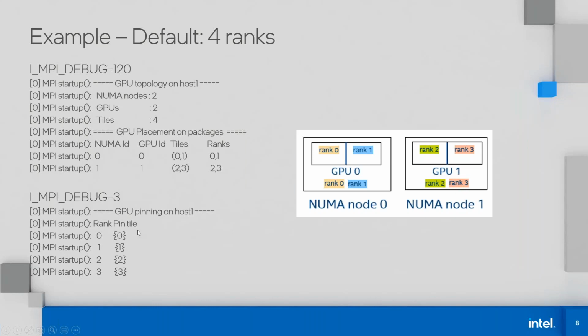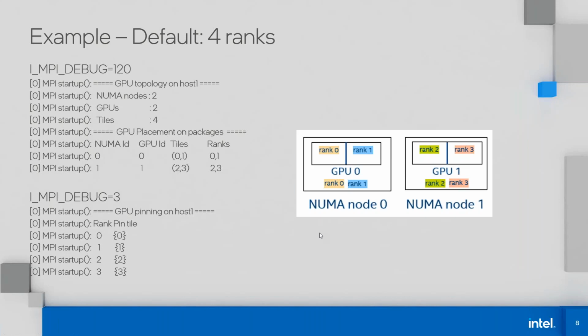And if you set I_MPI_DEBUG equals 3 or higher, then you will see the results of GPU pinning. Here you can find which tiles are visible for the rank after pinning. And as you can see, 1 tile per rank in this case. And the tile enumeration is consistent. It means that, for example, the tile with number 3 here is the second tile of the second GPU, or the last tile in the picture.